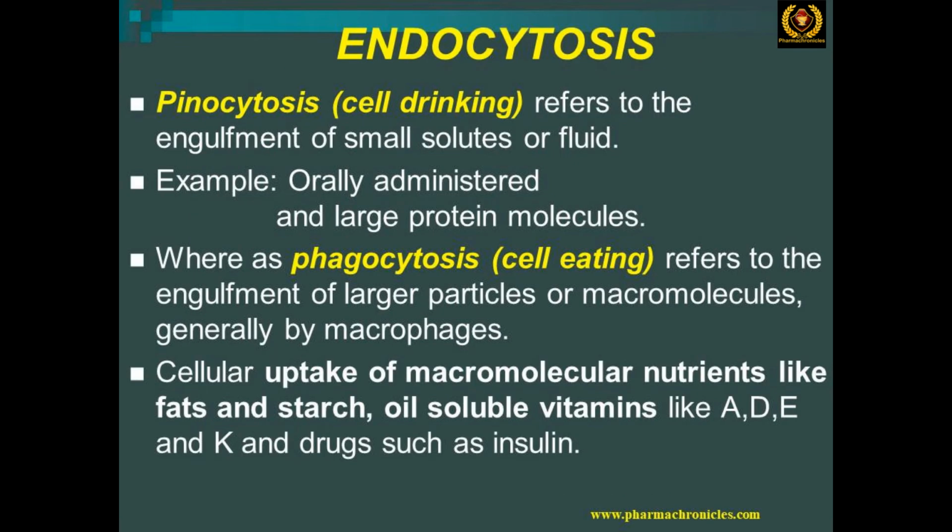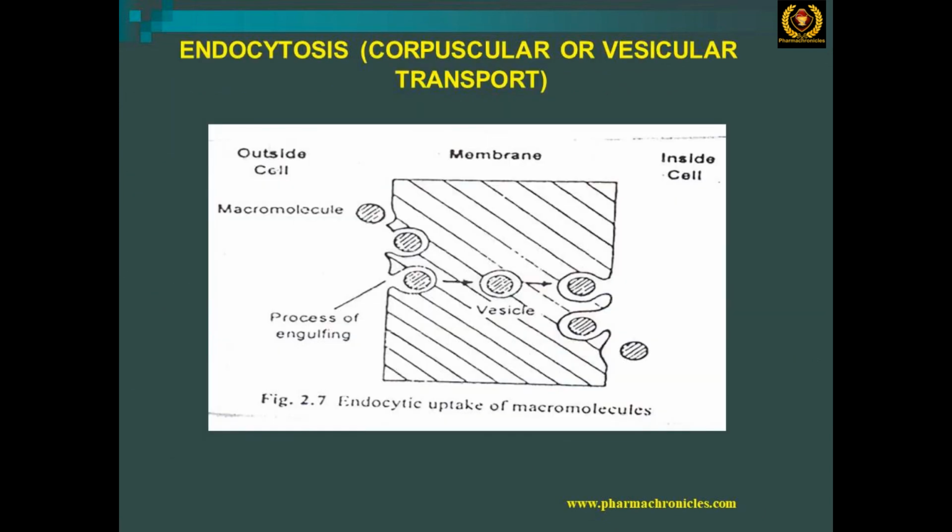Endocytosis. Pinocytosis, cell drinking, refers to the engulfment of small solutes or fluid. Examples: orally administered Sabin polio vaccine and large protein molecules. Whereas phagocytosis, cell eating, refers to the engulfment of larger particles or macromolecules, generally by macrophages. Cellular uptake of macromolecular nutrients like fats and starch, oil-soluble vitamins like A, D, E and K, and drugs such as insulin. Endocytosis: corpuscular or vesicular transport.